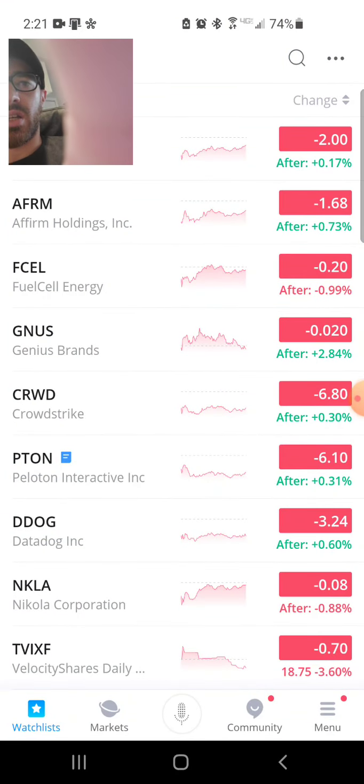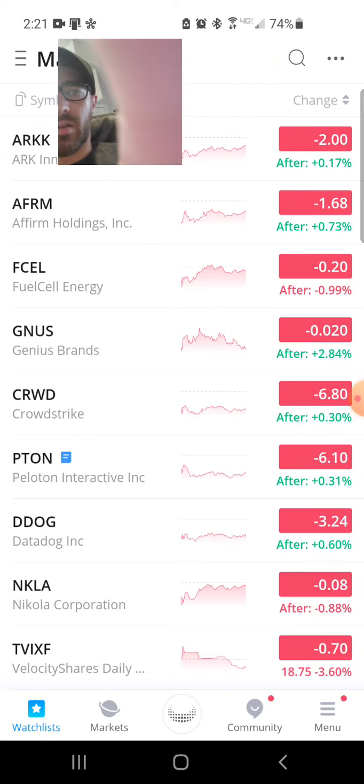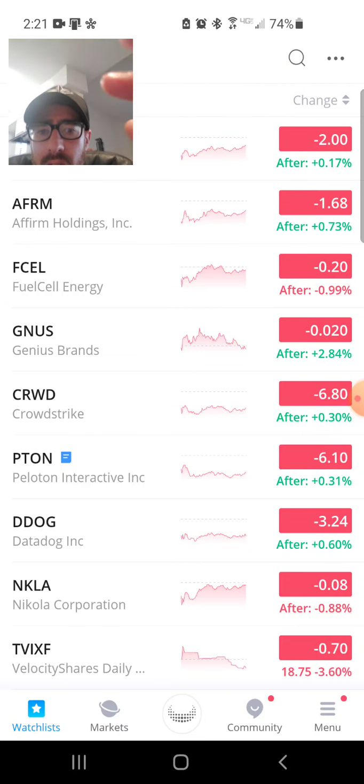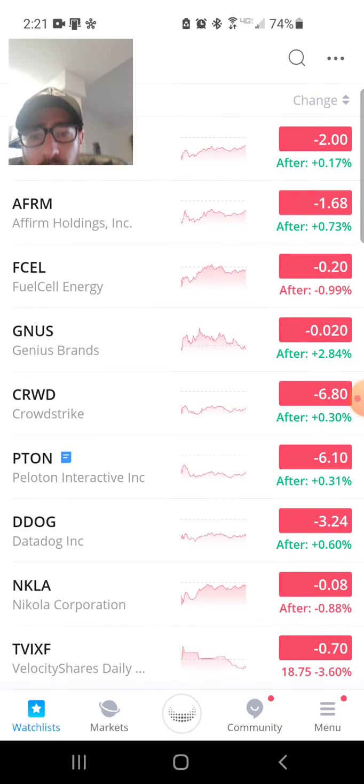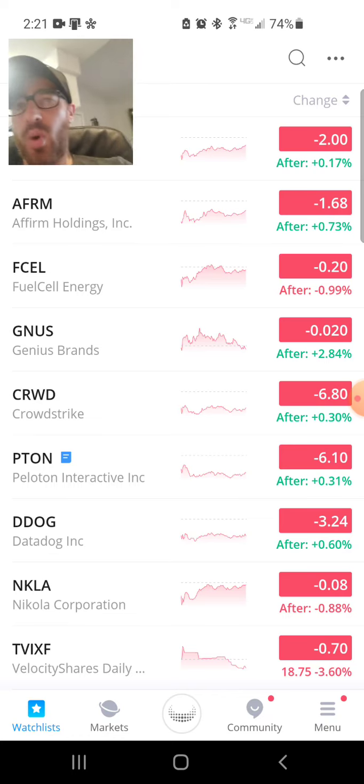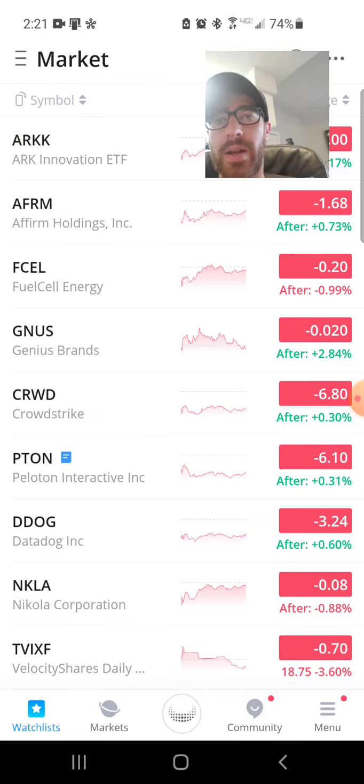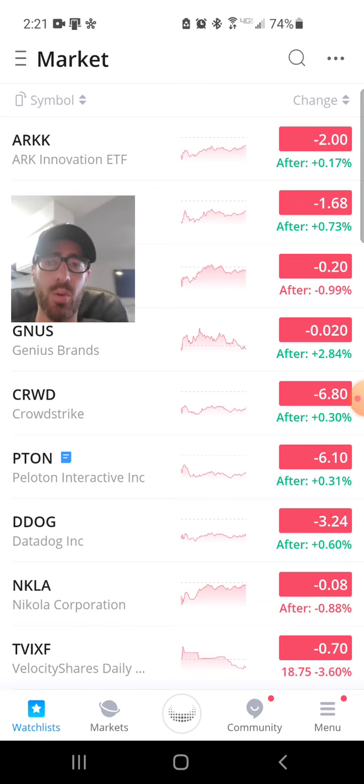And you can see here is my market account. This is basically just my watch list. You can see down here, markets, watch lists. I don't go too much into these other tabs down here, markets and community, but feel free to play around with it.